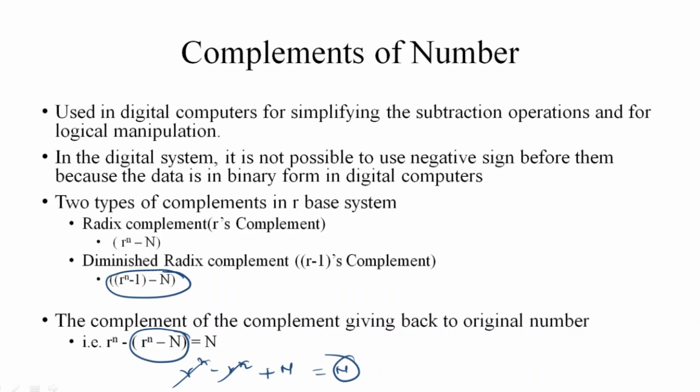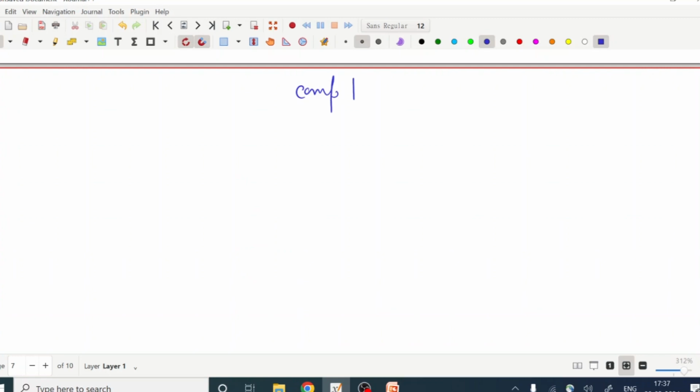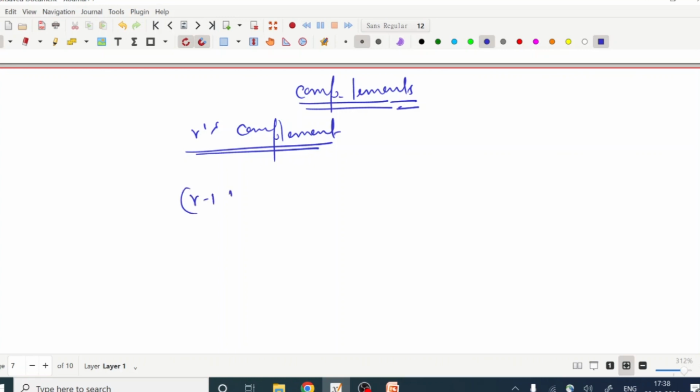So here we have discussed the complements of a number. Based on the number system, there is the R's complement, also known as the radix complement, and the other one is the R minus 1's complement.